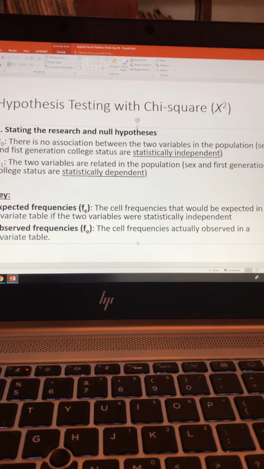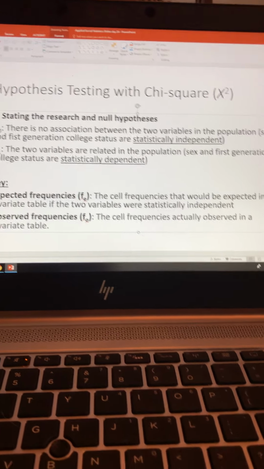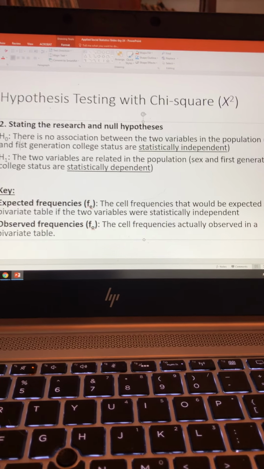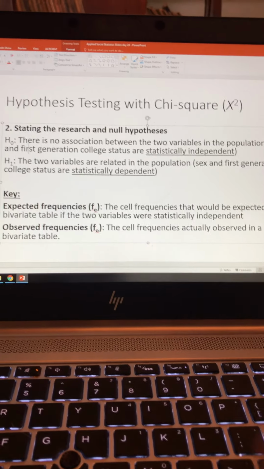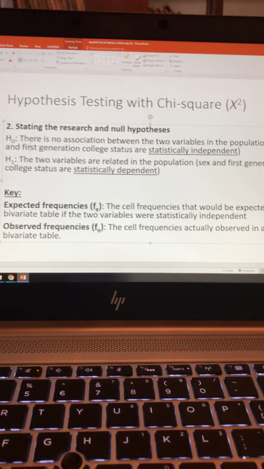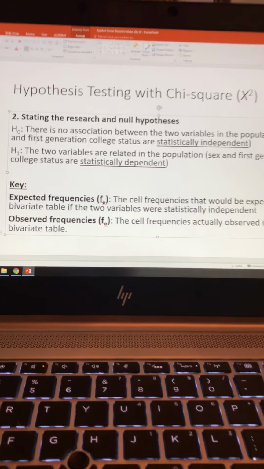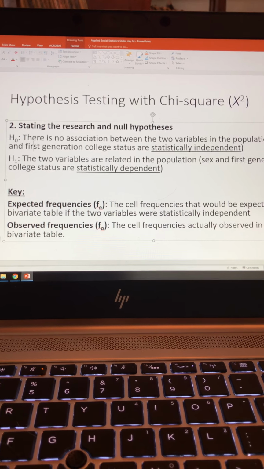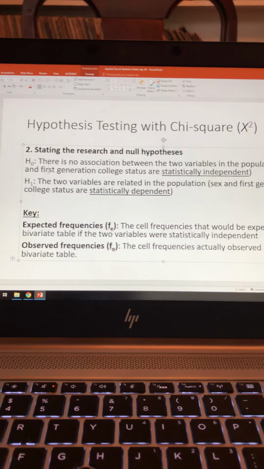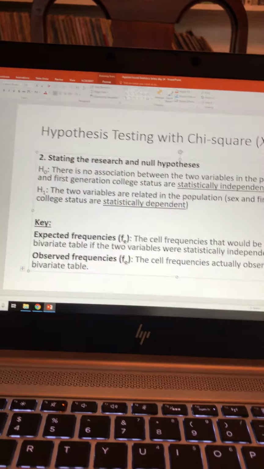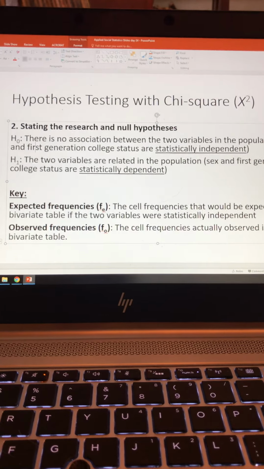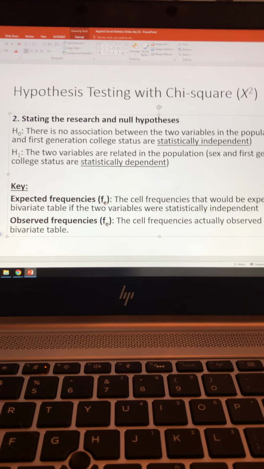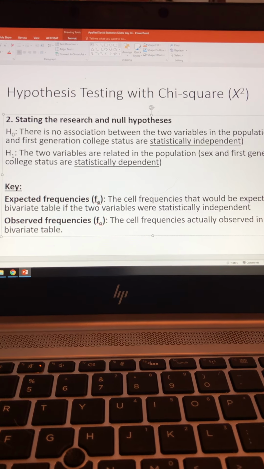So when you're writing this out, make your null hypothesis that there's no association between first generation college students and sex, and then the research hypothesis that there is a relationship between the two variables. That will always be the same: there is not a relationship, there is a relationship, and then just spell out the two variables you're looking at. In this case, it's generational status of college attendance and sex.